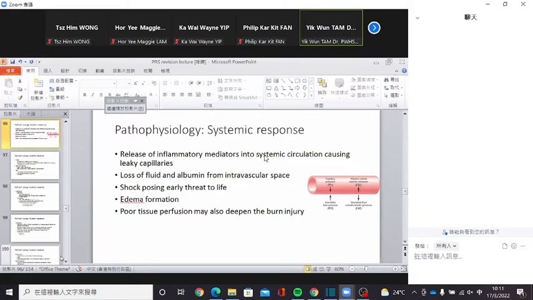So this diagram showed how the intravascular volume is leaked to the extravascular space. Because the capillary wall becomes very leaky, the albumin, which is usually contained in the intravascular compartment, now escapes to the extravascular compartment, drawing the fluid together with it. And it causes volume depletion, that's a hypovolemic shock, posing early threats in acute burn cases.